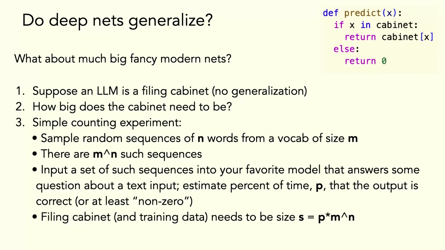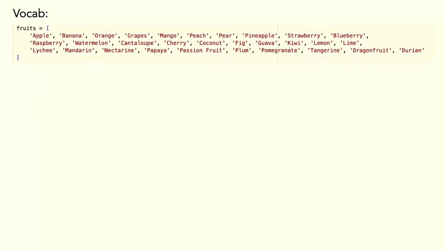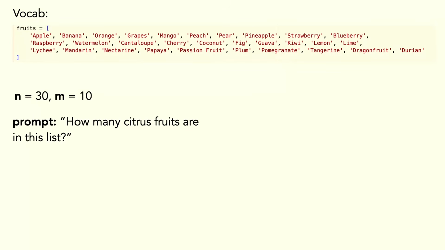Okay, so I ran this here. You can make up your own version of this, but just to convince myself, I ran it like this. I took 30 fruit names. Apple, orange, pear, whatever. So my vocab is size 30, and my sequence length is size 10. So I'm going to sample 10 random fruits from that list. So there's 30 to the 10th possible input sequences.